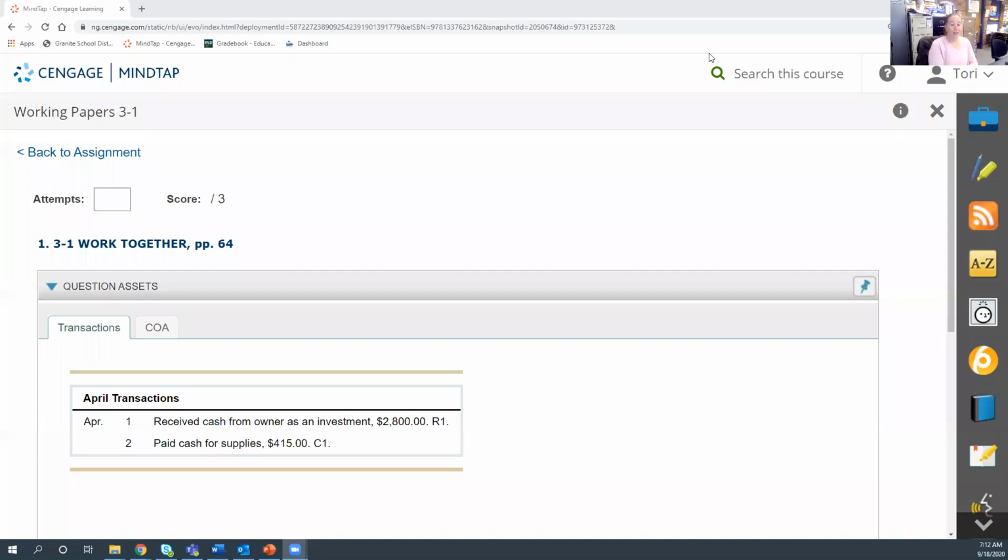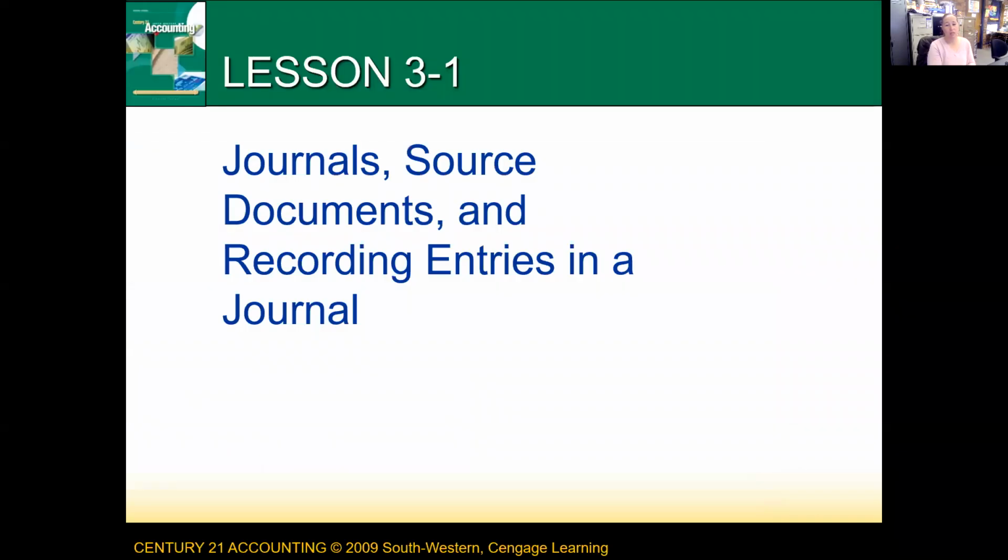All right, so now we've made it to chapter 3. Chapter 3 is going to be very similar to chapter 2, but what we're going to do is put it into what's called a general journal. So real quick, we're going to go through a little PowerPoint, but this will explain a couple of different things that we'll be seeing in chapter 3, and then we'll do the work together.